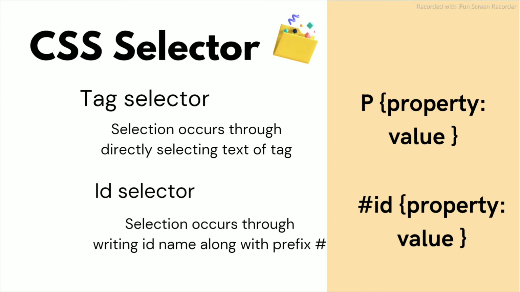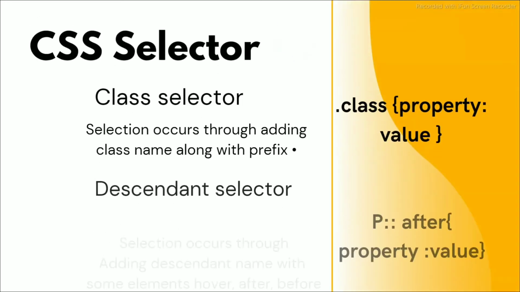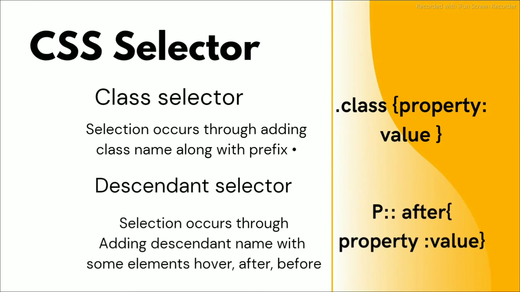And when I am coming to the ID, we create a tag with the attribute ID equal to something, and we call that ID with the hash mark, hash ID, and we give the property and value. And coming to the class, when we are using the class, we have to give a class name to the tag which we have used in the HTML, and we have to call that class with a dot and the class name, and we have to give property and value.